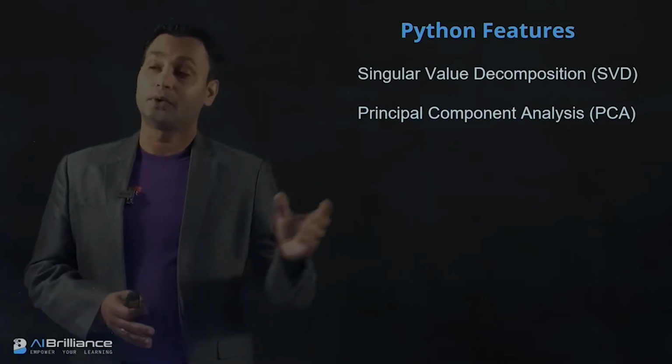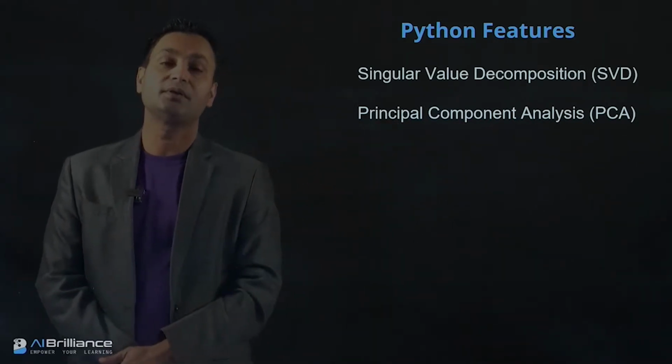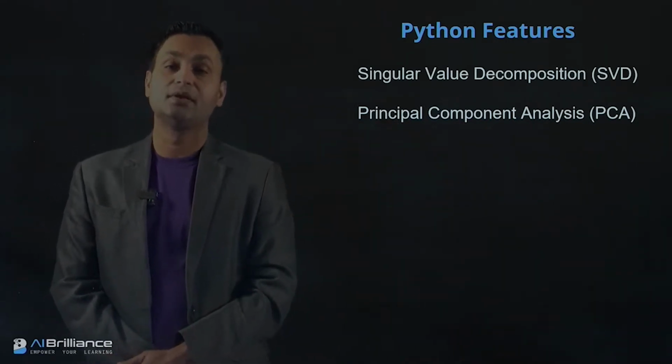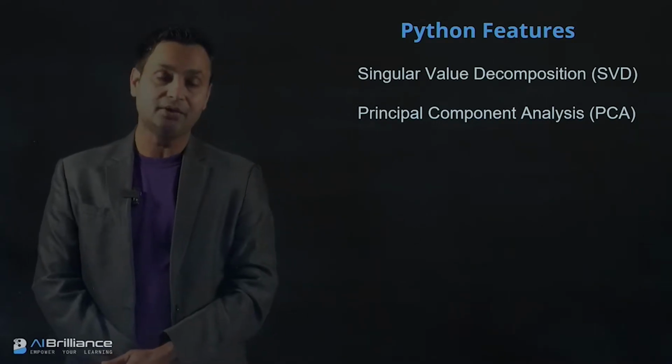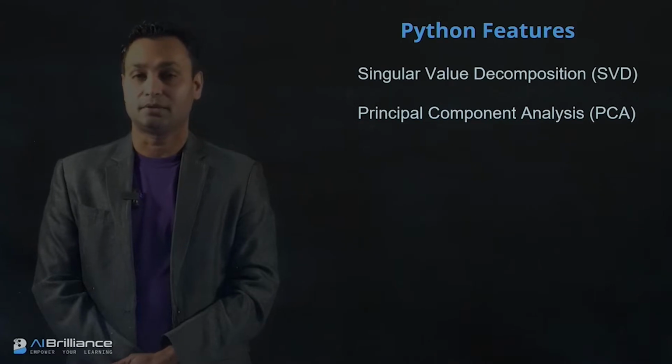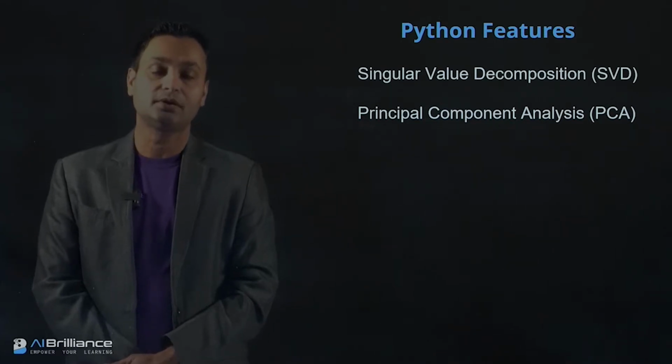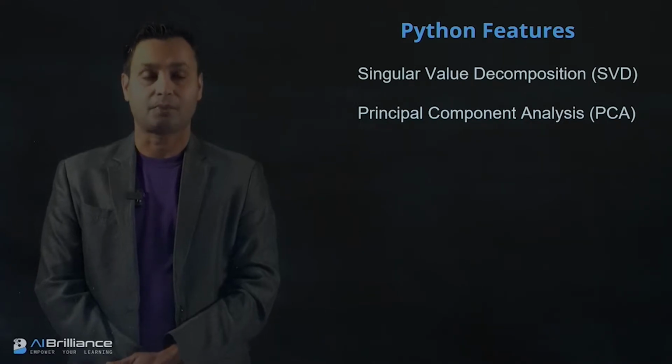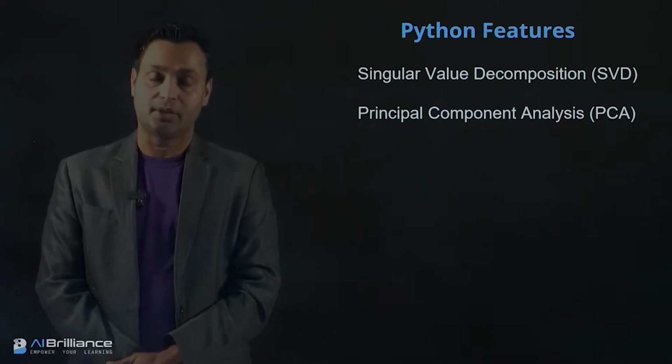Recall how these techniques are used. Essentially, principal component analysis is used for dimensionality reduction, and dimensionality reduction is one of the important tasks in the machine learning domain. So we will be focusing on executing this task using Python in this course and module.